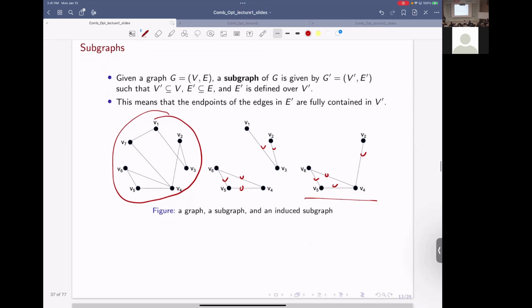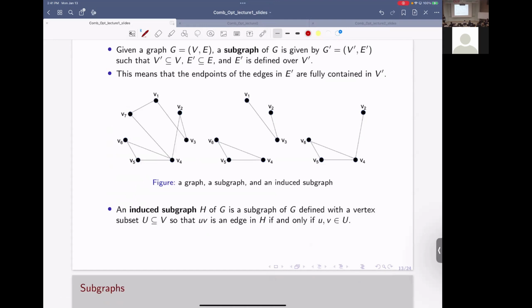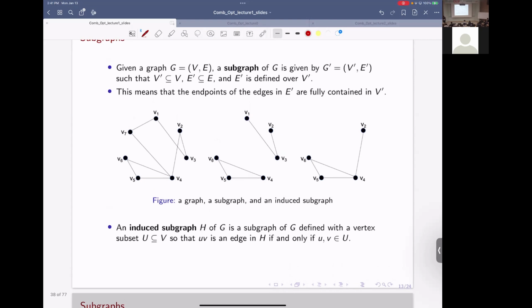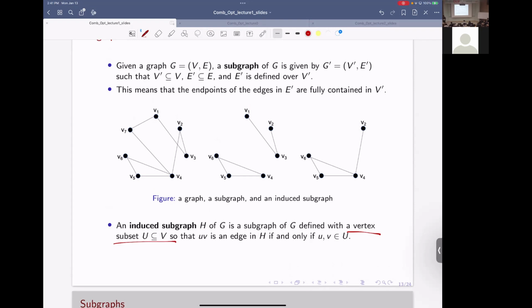But there's another related concept, which is the induced subgraph. It's a kind of subgraph, but the way it is picked is different, with more restrictions. What you do is you take a vertex subset first. Let's say you are taking V2, V6, V5 and V4. And then you add all edges between these vertices. If there's an edge between V2 and V4, then you include that. If there's an edge between V4 and V6, you have them. And V5, V6, V4, V5, you include them. Then you get an induced subgraph.